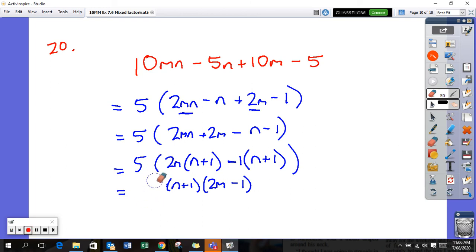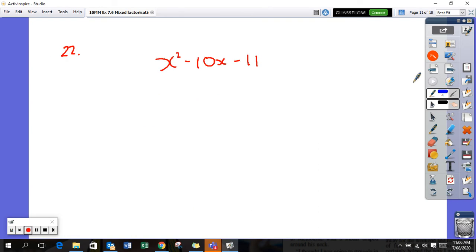Okay, just tidying it up a bit here. Put the 5 outside. So we're taking the n plus 1 out as common. We're left with 2m on this side. We're left with minus 1. That is factorised. That is a tough one to see. You just got to try and work through it. If you can't quite see it, sometimes these you can't see all the way through. Okay, you just got to work through with what you do know.